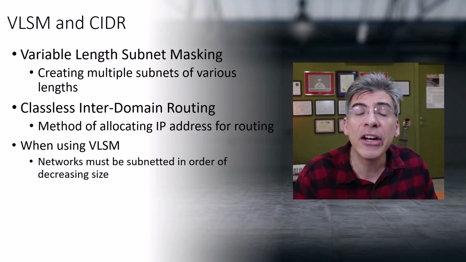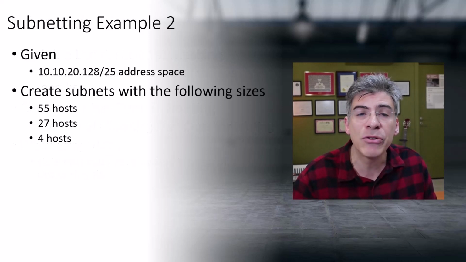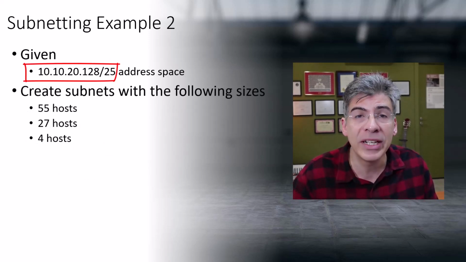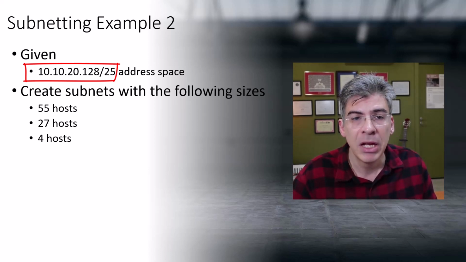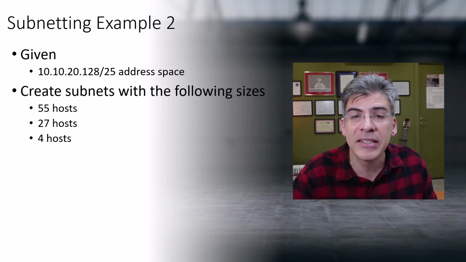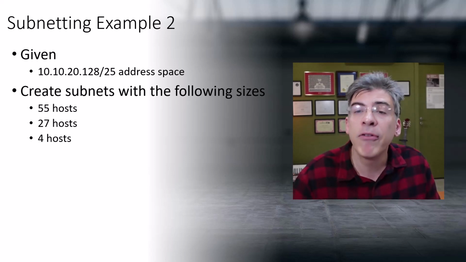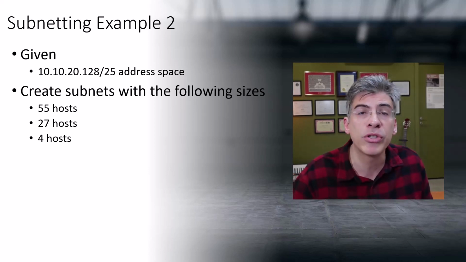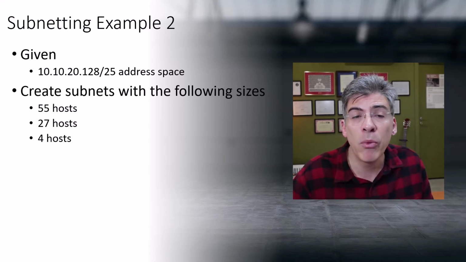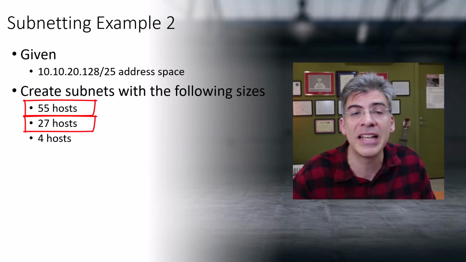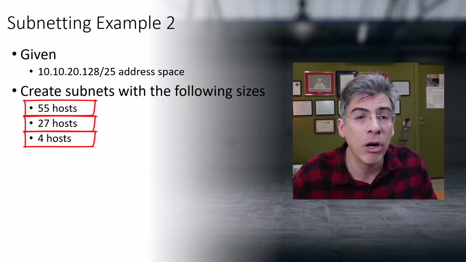Now, for today's scenario, let's say that we are given an address space of 10.10.20.128/25. For this address space, we are asked to create 3 subnets of various sizes for an enterprise network. These subnets will have an expected number of hosts as follows. Subnet 1 will have 55 hosts, Subnet 2 will have 27 hosts, and Subnet 3 will have 4 hosts.